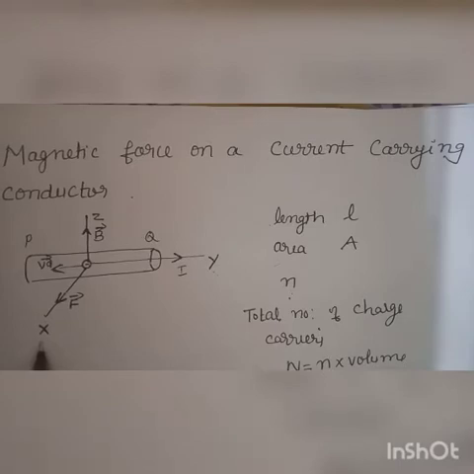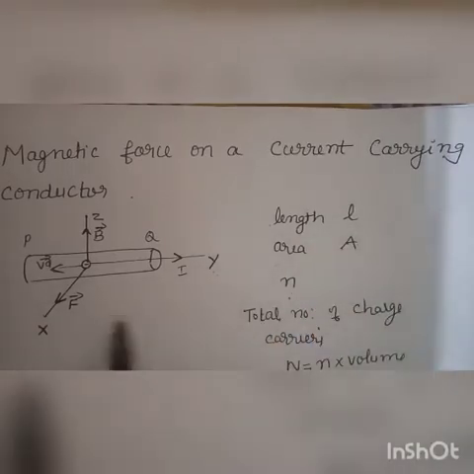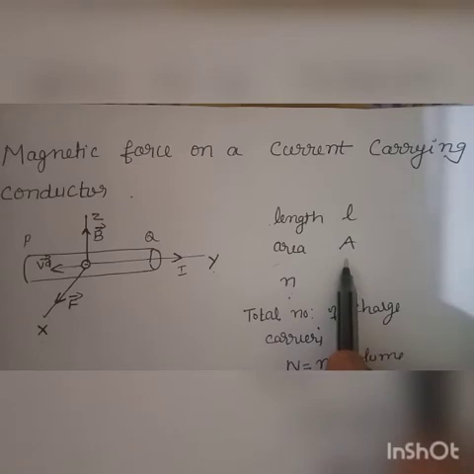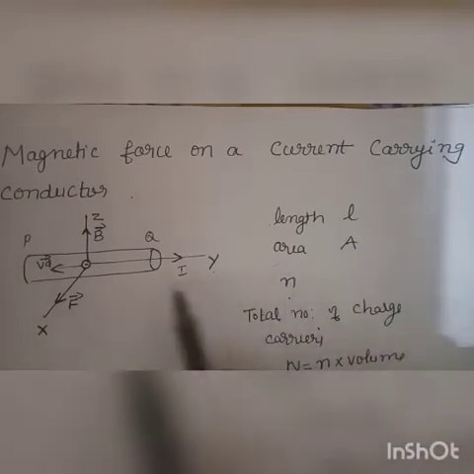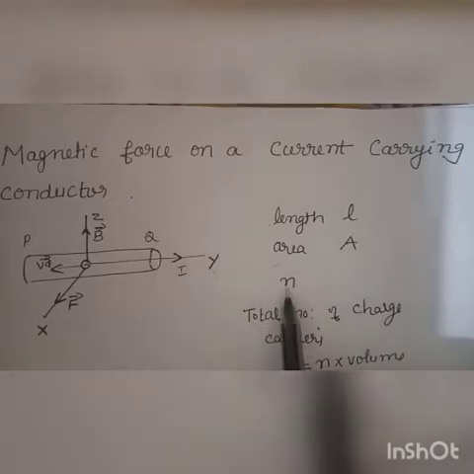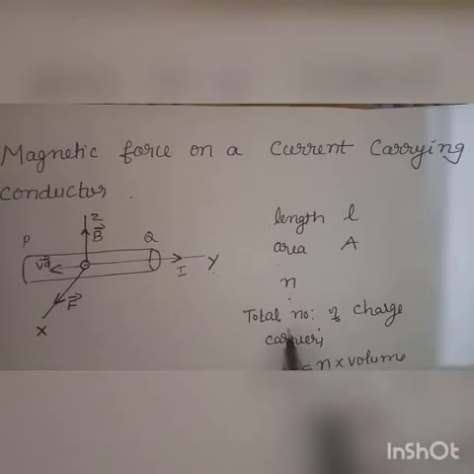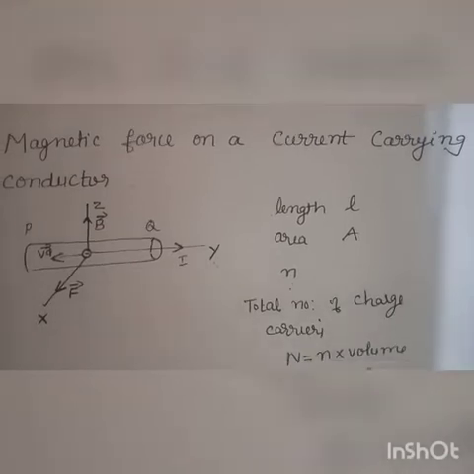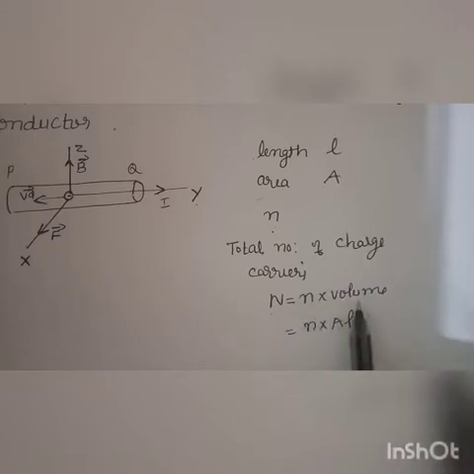Now we have to assume that the length of the conductor is L and the area of cross section of that conductor is capital A. Then n is the number of free electrons per unit volume. So the total number of free electrons, the total number of charge carriers, capital N, is equal to small n into the volume of that conductor.